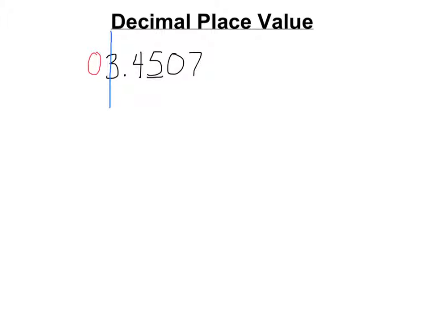Over here, next to the 3, is the tens place, so that must mean that this is the tenths place. After that would be the hundredths place, so after this must be the hundredths place. So therefore the 5 is in the hundredths place. And we could keep going and going and going.